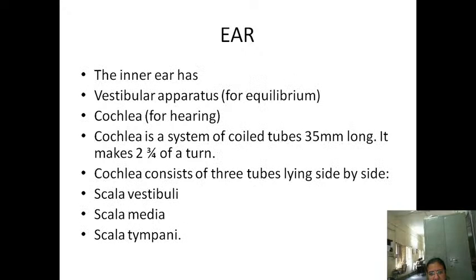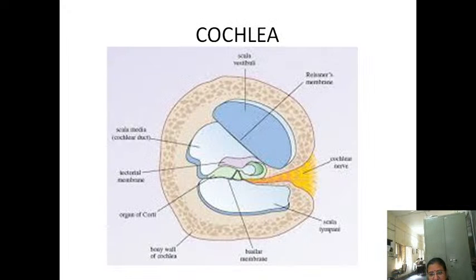The inner ear has the vestibular apparatus and the cochlea. The cochlea is a system of coiled tubes 35 millimeters long, and it makes 2.75 turns. Now the cochlea consists of three tubes lying side by side. The three tubes are scala vestibuli, scala media and scala tympani. You can see in this picture, it is a cross section of the cochlea.